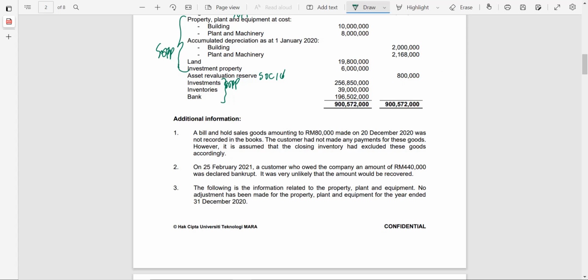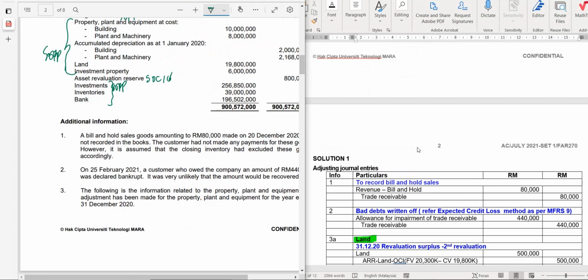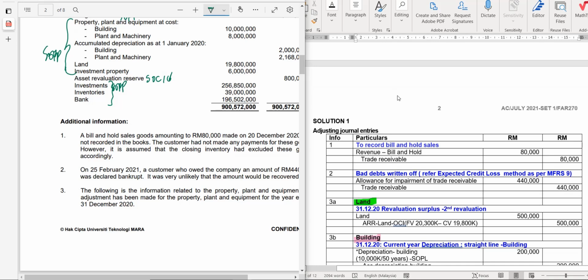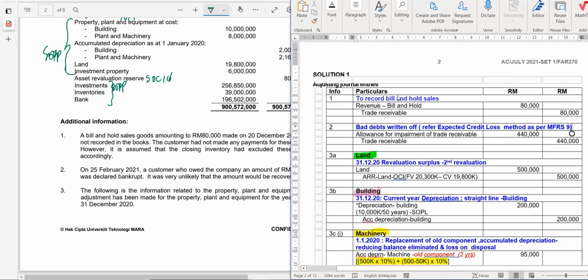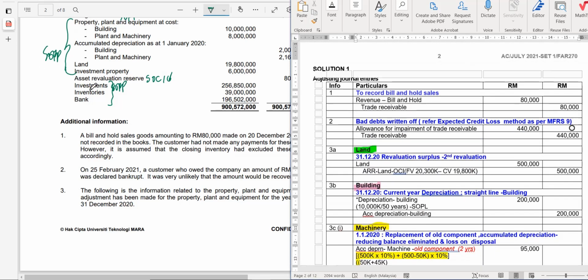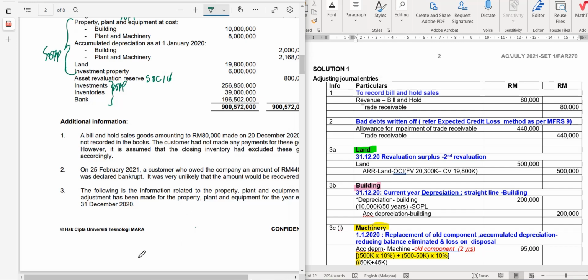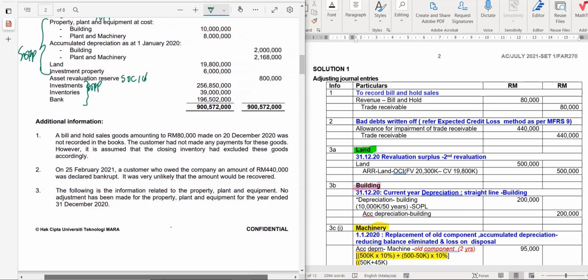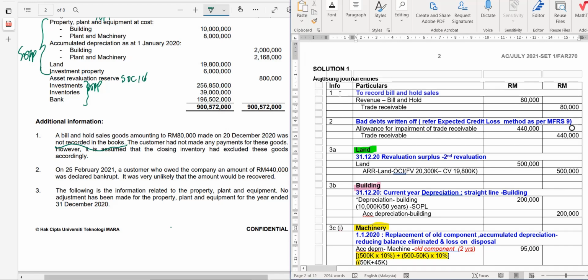To start, I've already prepared some journal entries for you. You can see it here. Let's start with the first item, the revenue from Bill and Wholesale. You were informed that it was not recorded in the books. So what you need to do is to record it. If you can see here, I put information number 1 and I'm doing the adjustment for information number 1.